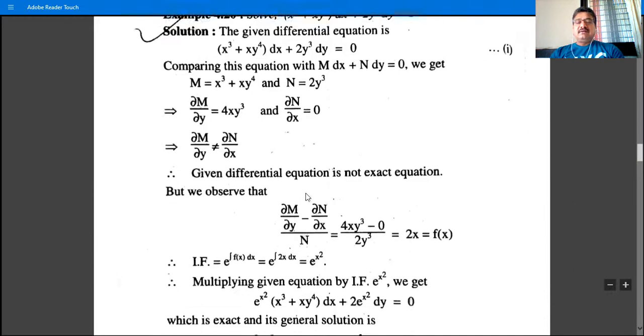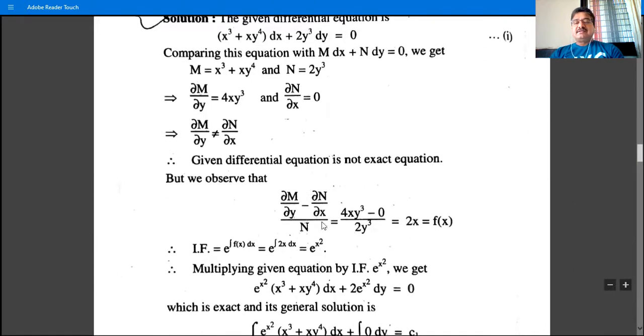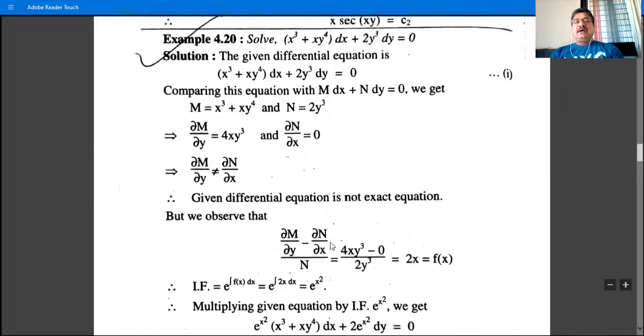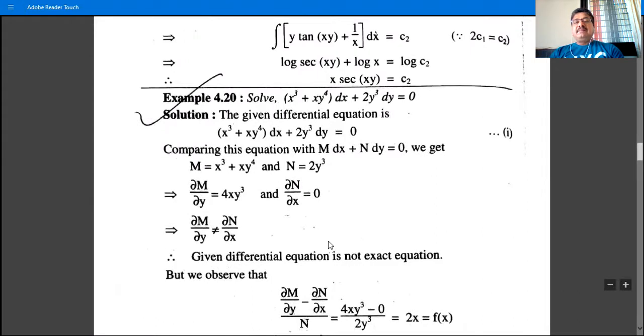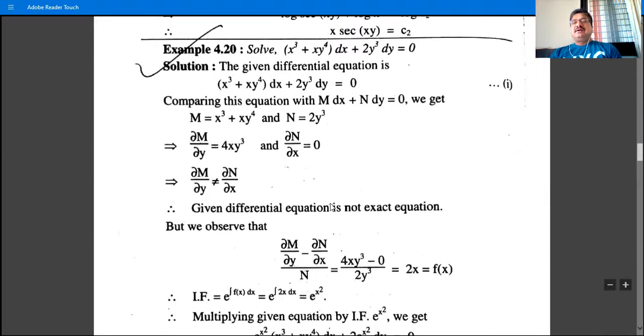We cannot suppose that we directly have 1 by e raised to x square as the final answer. So we have to apply the first method, second method, third method, rule number 1, rule number 2, rule number 3, rule number 4, rule number 5. If rule 5 fails for the example, then apply the inspection method.